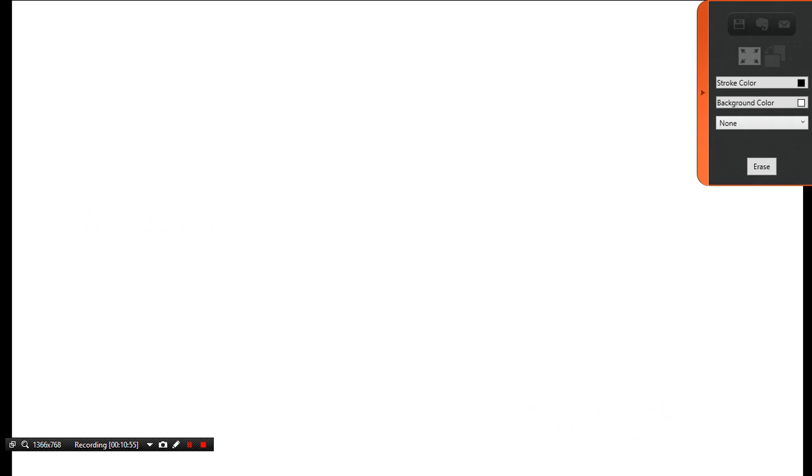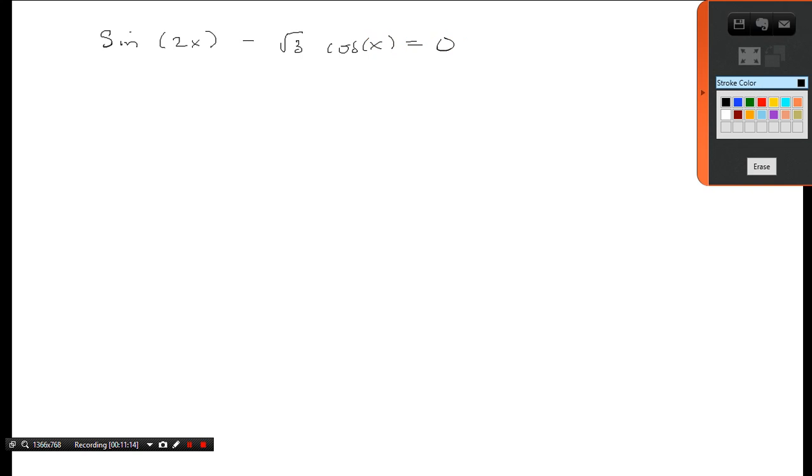All right. So check this guy. Find all solutions of sine 2x minus square root of 3 cosine of x equals 0. So what's the first thing we need? We need the same angles. Do we have the same angles? No, this is a double angle. Double angle is no good.